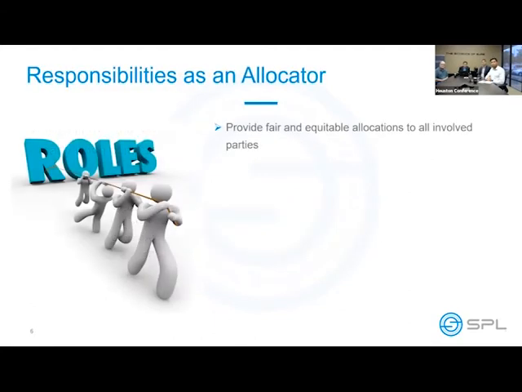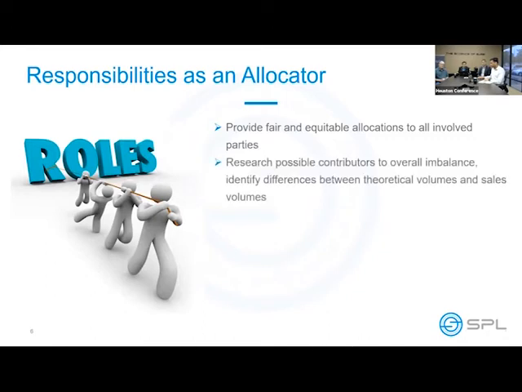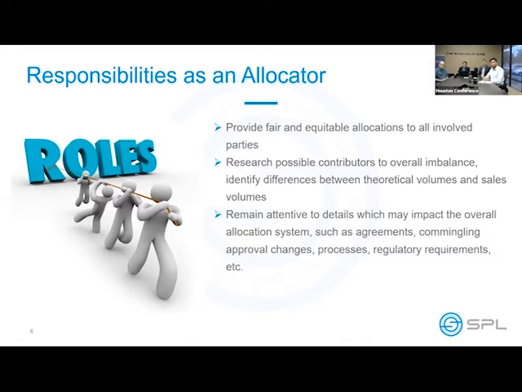So first we have to talk about the responsibilities of you as an allocator. What do you have to provide to the system? It's all about being fair and equitable. Is everybody getting what they're supposed to in an equitable manner, and something that's not stated on here, in a defensible manner? Because in the end, a lot of this winds up in litigation, and we've got to be able to defend what each person was paid, what each person was distributed. You have to research the contributors to any types of balances. You have to identify between theoretical volumes and sales volumes, because there is a difference, and make sure that that's allocated out appropriately. And you have to pay attention to the details which impact that allocation.